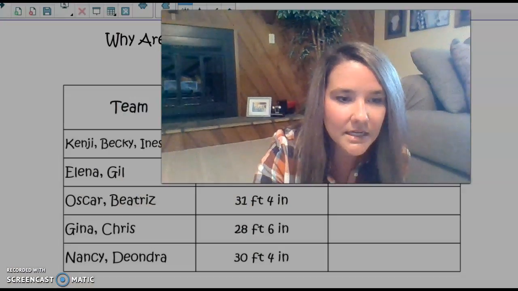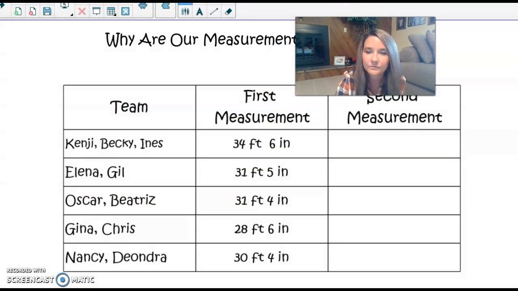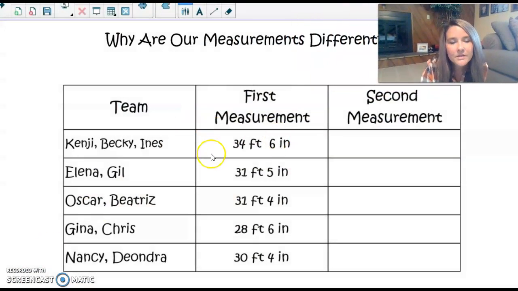Hey, my third grade mathematicians, now that you've had a chance to measure the classroom or measure a room in your home, we want to take a look at some different measurements, okay? So you'll notice when I show you the data of a few of the groups that measured the classroom that all of their measurements are different. So let's take a look at them here, okay? So take a moment and look at the groups and their first measurement.